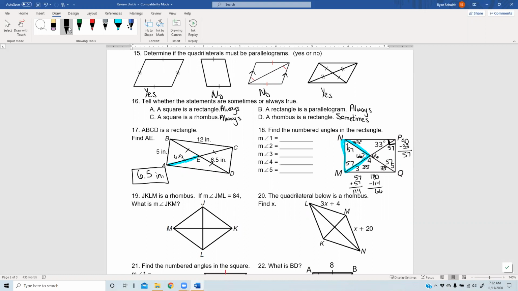And then on a line, they've got to be 180. So then I can do, well, what goes with 66 to give you 180? 114. So this is 114. This is 114.